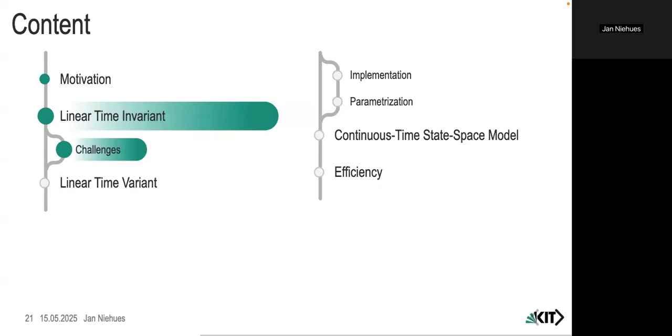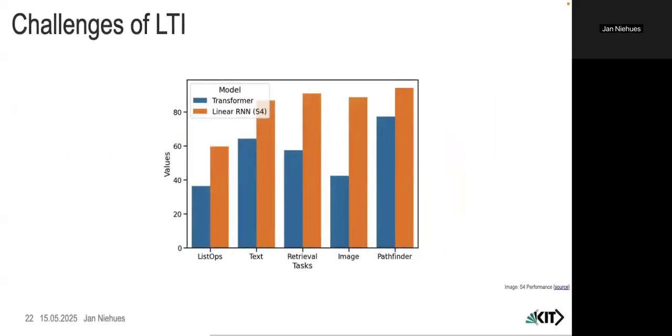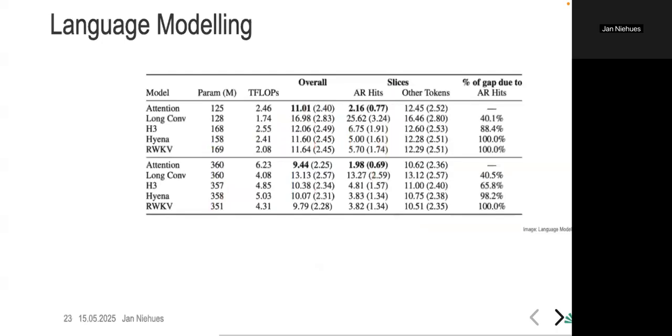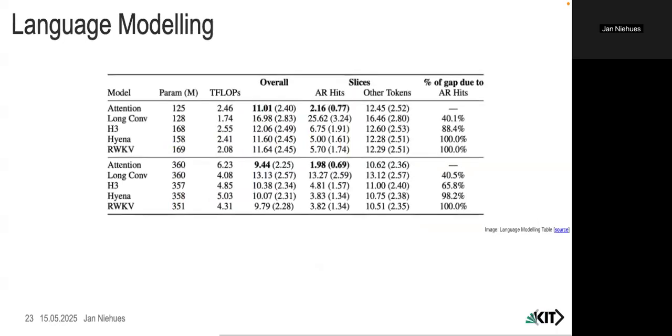But I will start with a short repetition of the challenges of the time invariant models, and then we'll go to time variant and continuous time state space models. We saw that on the one hand, these models are very nice. So this is, in blue, the transformer, and we had the linear RNN, the S4 in yellow, in orange. This would indicate, wow, this is significantly better than what we had with the transformer, and that's a quite nice property.